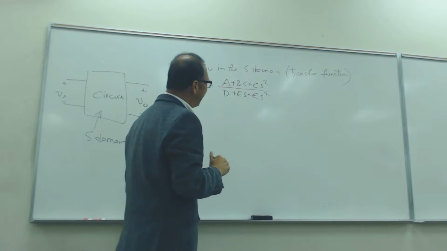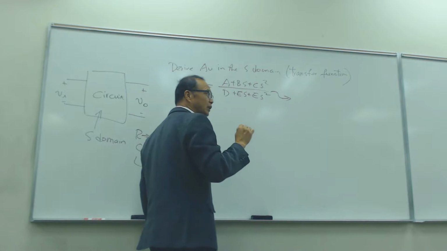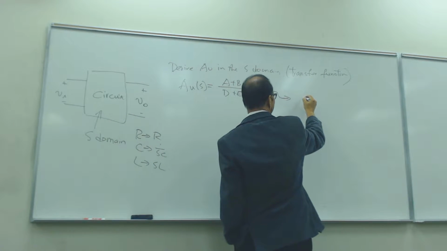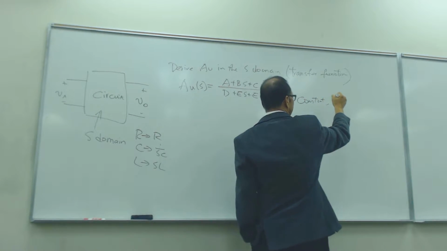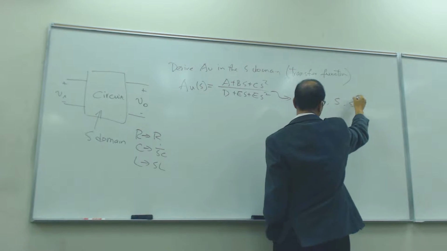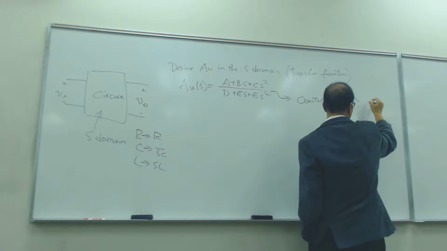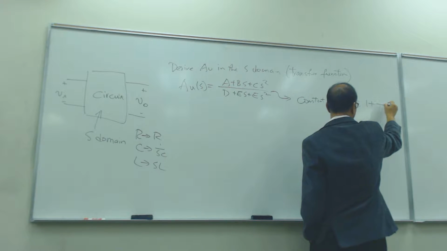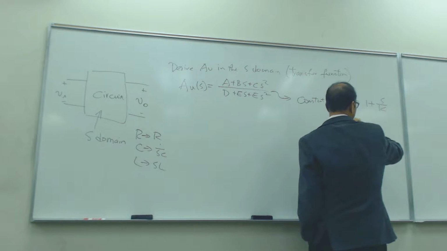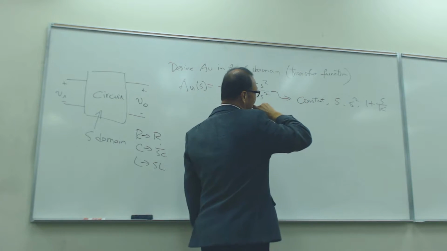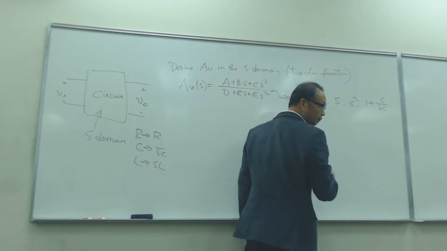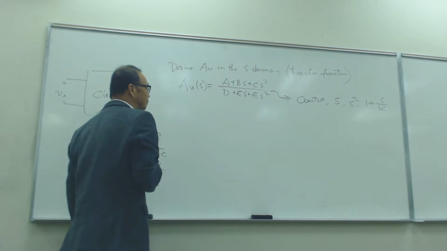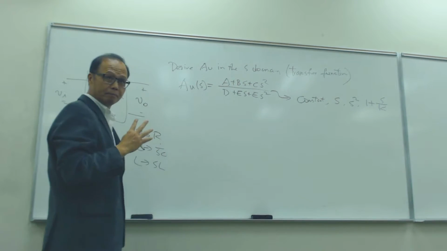So basically, this can be broken down into several different components. You can have a constant. You can have S. You can have S squared. You can have 1 plus S over some K. Okay? I mean, this can be the product of those.